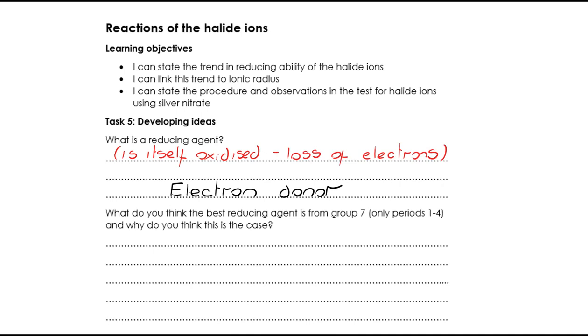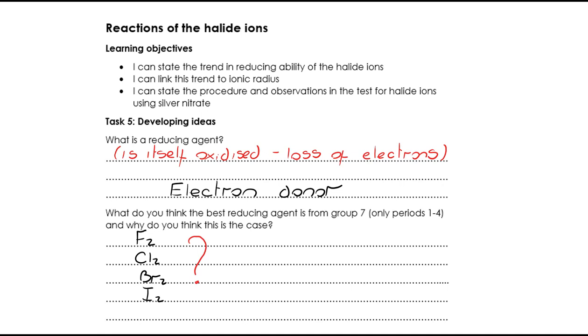Now, in terms of what you think the best reducing agent is from Group 7, and we're only dealing with periods 1 to 4, so only going down as far as the period containing iodine, which do you think is the best reducing agent? I'm going to ask you to really hold on to the idea at the moment. Have you picked fluorine, chlorine, bromine, or iodine? Well, I am going to start going through and I'm going to build to the right answer here.